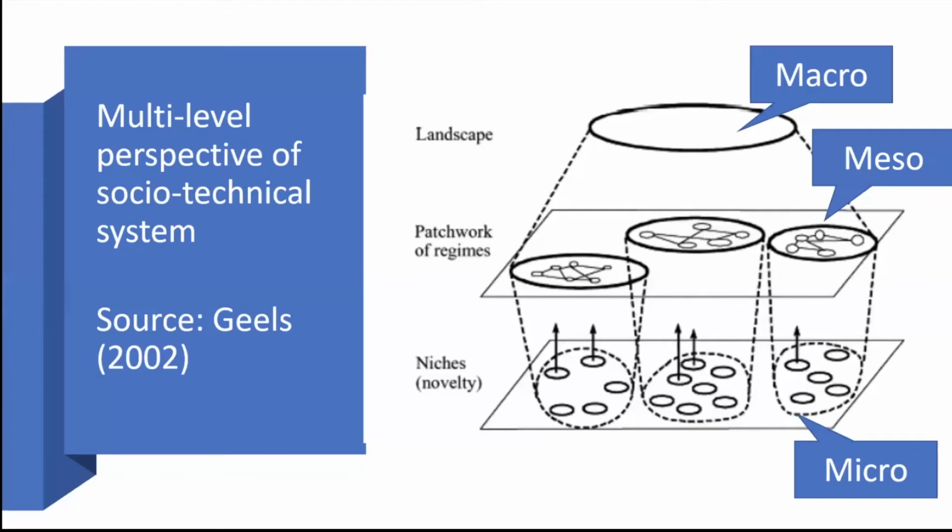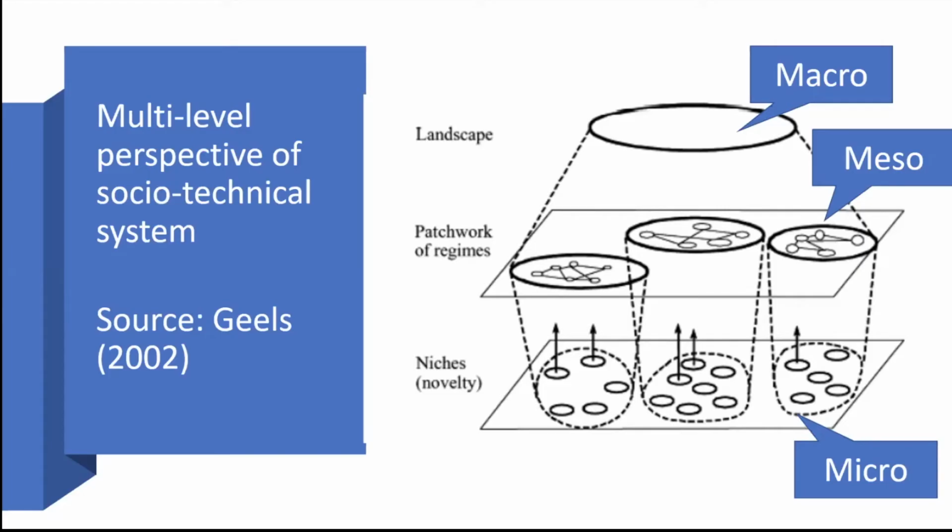So now I come back to the multi-level perspective of socio-technical system given by Geels 2002. And here I introduce you to 3 operational levels, which are called macro, meso, and micro. They are also called landscape, regimes, and niches. Now, niches are equipped with high-profile and competent actors that increase the potential of actualizing the transition. So they are the innovators.